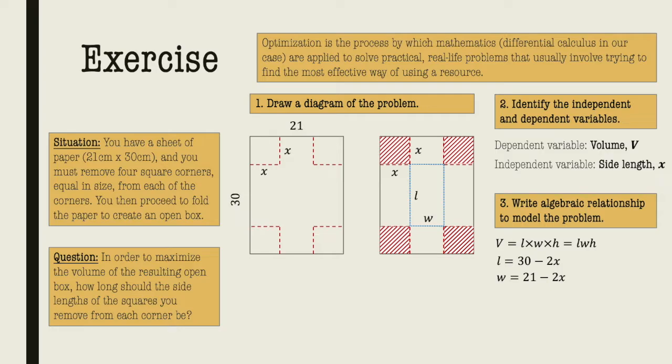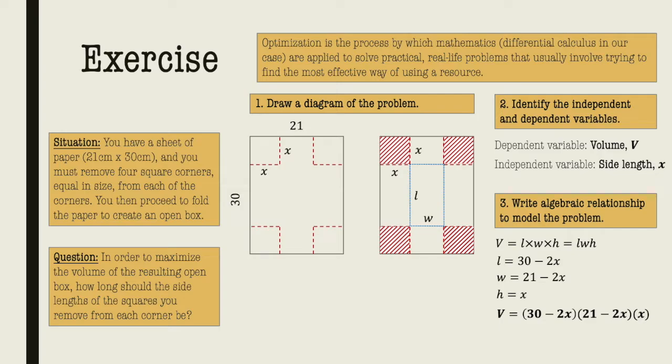However, if we imagine folding the paper without the corners into a box, we realize the height is actually equal to the side length of the square we cut away. As a result, h simply equals x. If we now input our new smaller formulas for the dimensions of the box into the original formula for the volume, we obtain an expression and formula to find the volume in terms of x, which is precisely what we are searching for. V equals (30 minus 2x) multiplied by (21 minus 2x) multiplied by x.